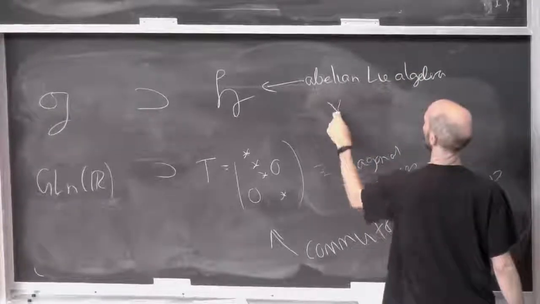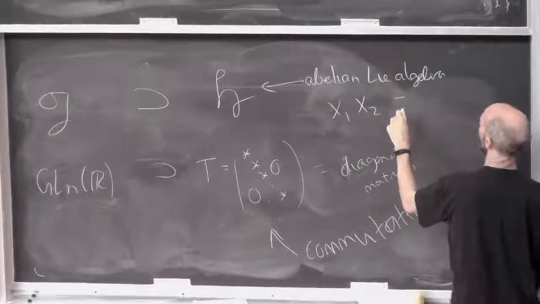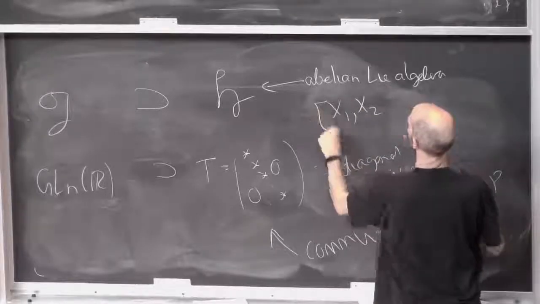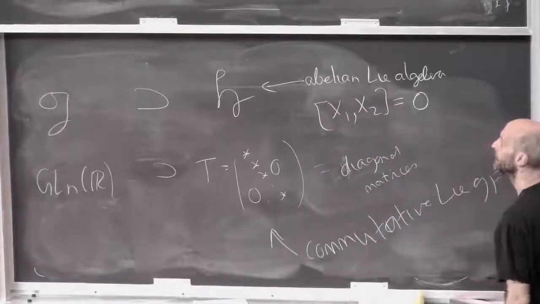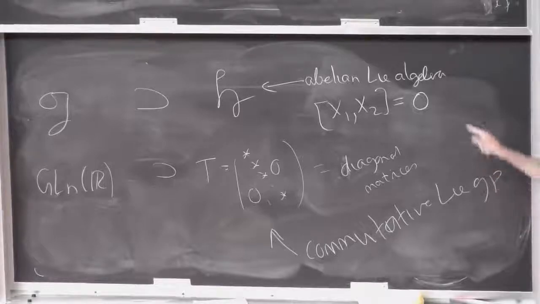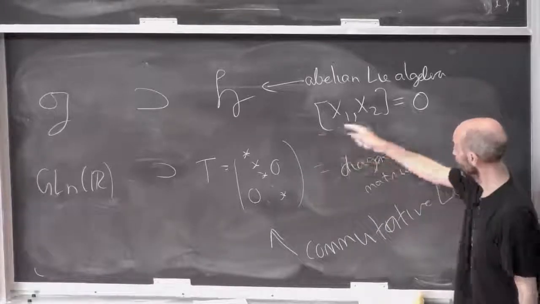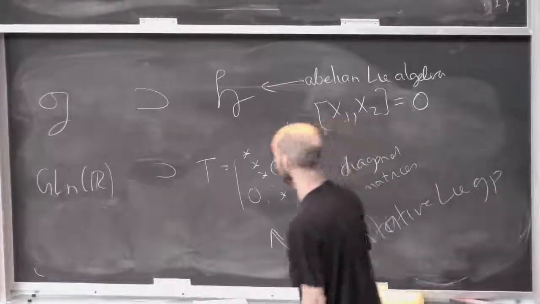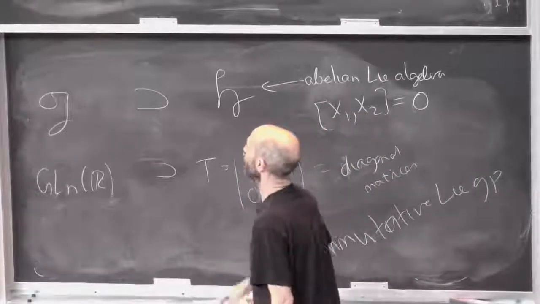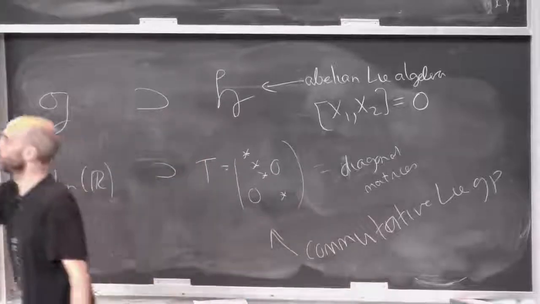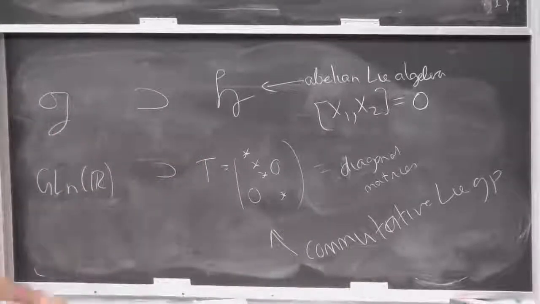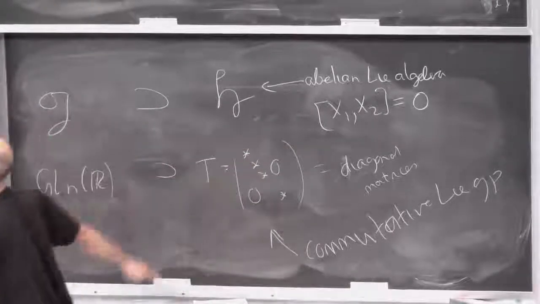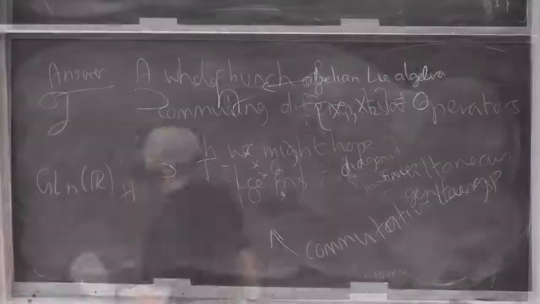Right? x1 times x2, x1 and x2 have got bracket 0. Right? Commuting Lie algebra. Commutative group, commuting Lie algebra. These differential operators really do commute. This is like d by dx and d by dy. So complicated thing, all sorts of machinery used to deal with it. Simple thing, let's see what happens if we throw the simple thing into the complicated machinery.